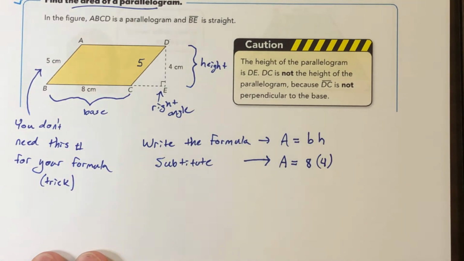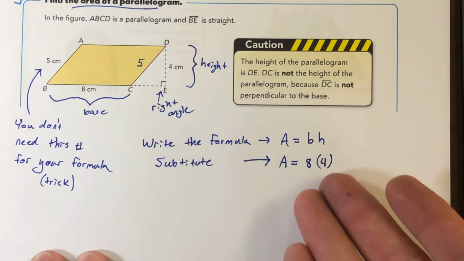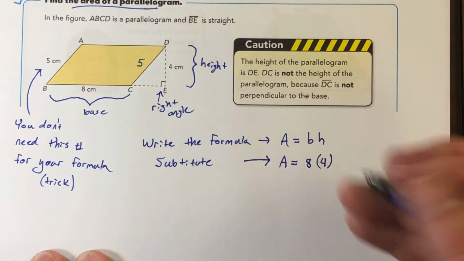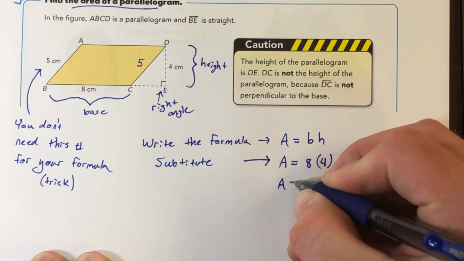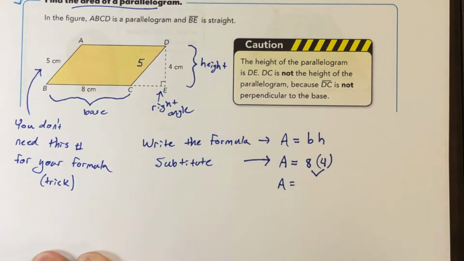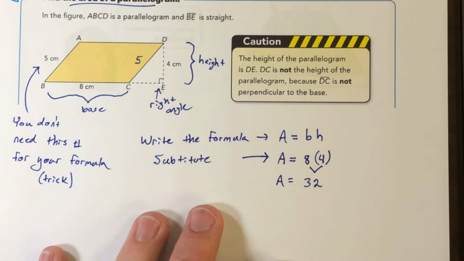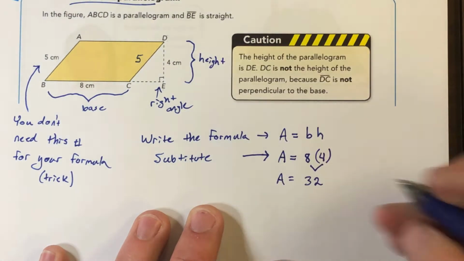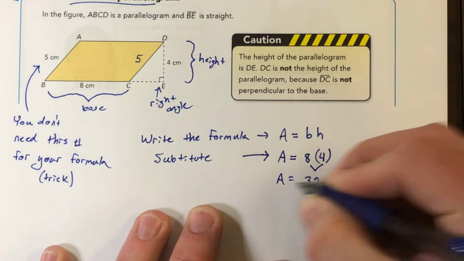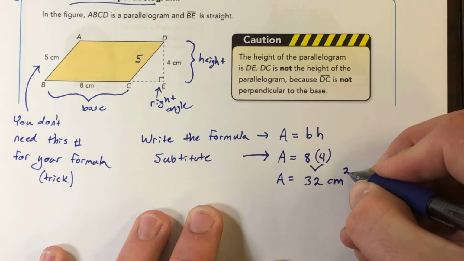Last step, solve step by step. If you're doing a parallelogram, you don't have many steps to follow. So A equals, what is 8 times 4? 32. 32 what? We are finding area. Area is all about how many squares of a specific size will cover a shape. So we're talking about centimeters. It's area, so it should be centimeters squared.